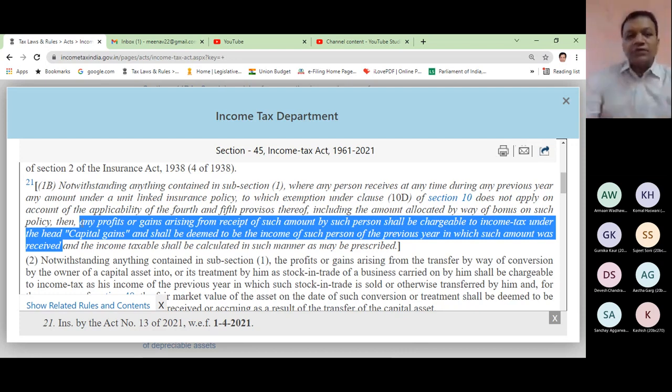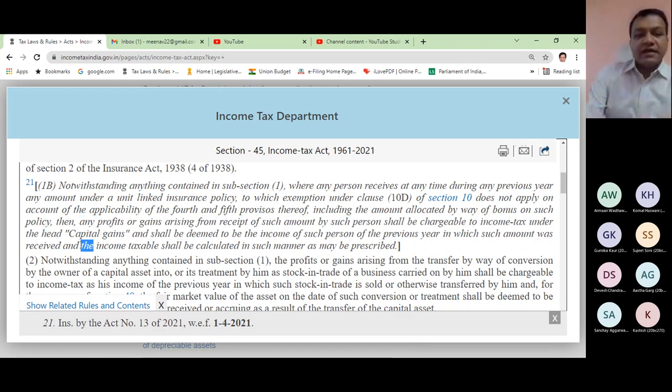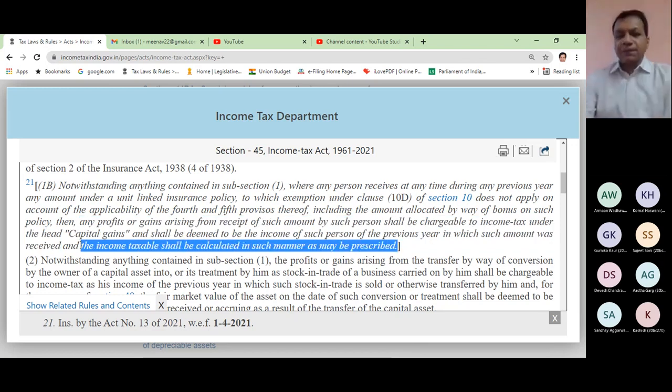And the way of calculation is what the act will say: the income taxable shall be calculated in such manner as may be prescribed. Now it has become a little bit technical, but let me simplify some conditions for you, because I don't want to show you the calculation which is written, but only that much portion which is relevant for the purpose of your examination. So you should write these points which I will tell you.